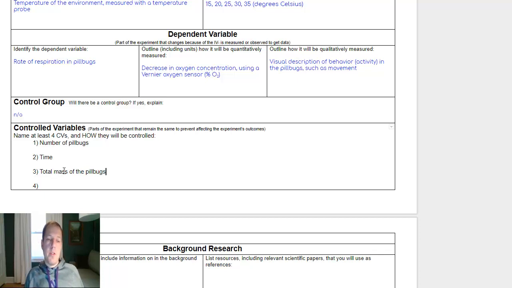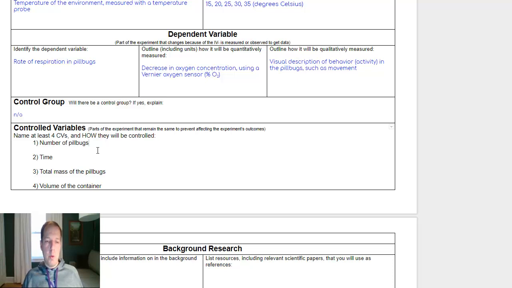I'm going to include total mass of the pill bugs because the size of the pill bugs is also significant to how much energy they're going to be consuming. A bigger pill bug will go through more respiration than a smaller pill bug will. And then finally, the volume of the container, because a larger container will contain more oxygen, and therefore I'm going to be recording a different percent decrease than if I had chosen a smaller container. So by keeping that volume consistent, that will ensure that any percent decrease that I record is due to the actual respiration in those bugs.